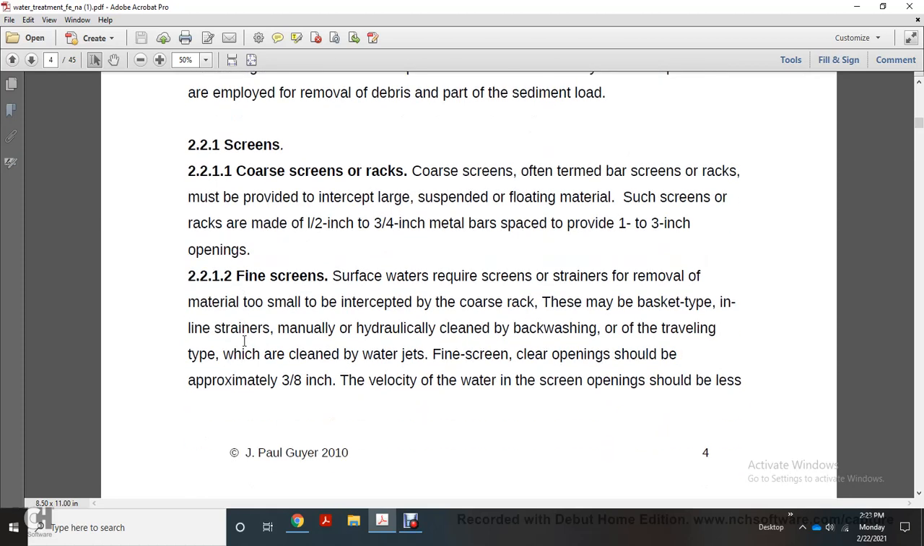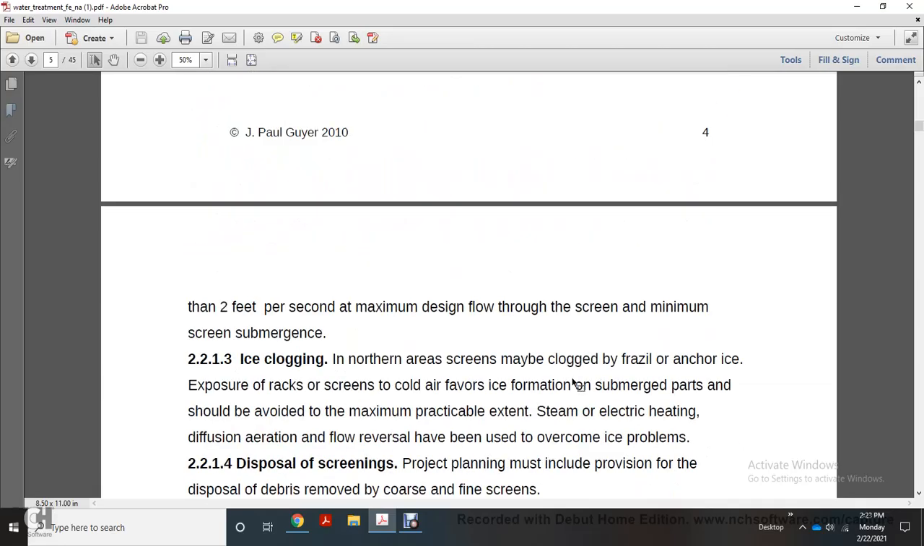Alright, fine screens. Fine screens are required to strain out the removal of material too small to be intercepted by the coarse rake. They must be basket type with line strainers manually or hydraulically cleaned by backwashing, or wire screens of the traveling type, which are cleaned by water jets. Fine screen clear openings should be approximately 3/8 of an inch. Velocity of the water through screen openings should be less than 2 feet per second at maximum design flow through the screen and minimum screen submergence.